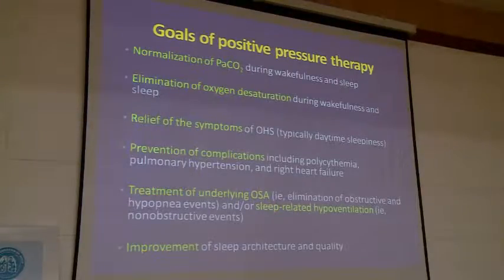These are our endpoints. We must aim for normalization of PCO2 not only during sleep, but also while awake. We want the PO2 to become normal while awake and sleeping. We want the symptoms of obesity hypoventilation syndrome to be relieved, whether it is drowsiness or dyspnea. We want to prevent complications including polycythemia, pulmonary hypertension, right heart failure. We want to treat the underlying OSA and the central hypoventilation, and we want to improve sleep architecture and quality of sleep.